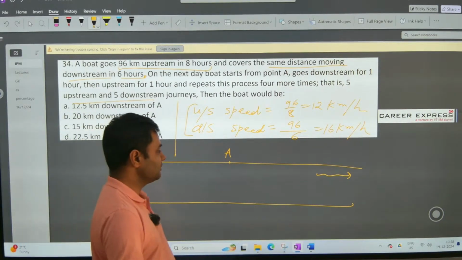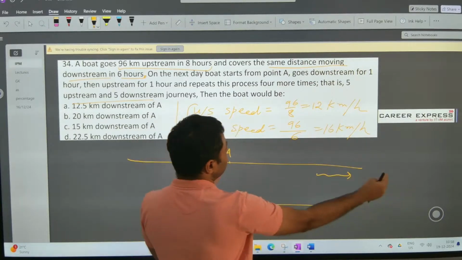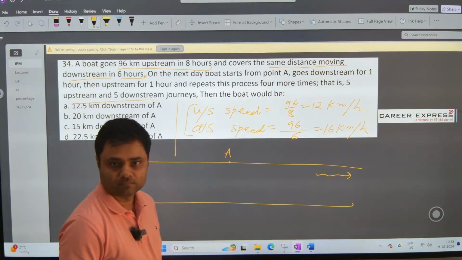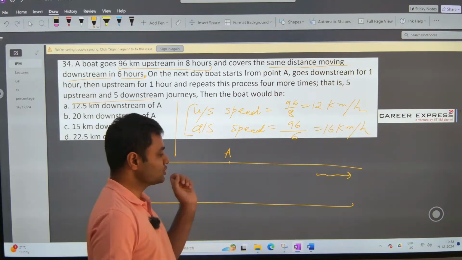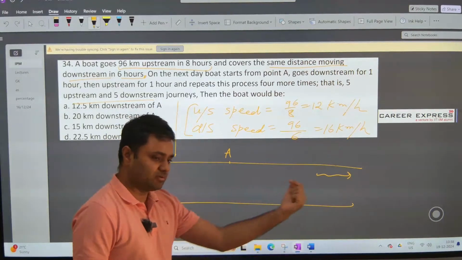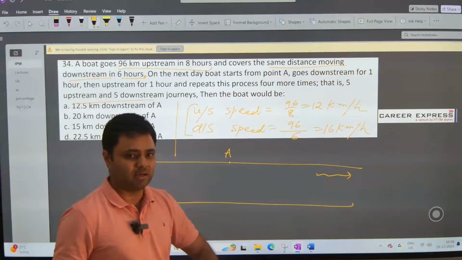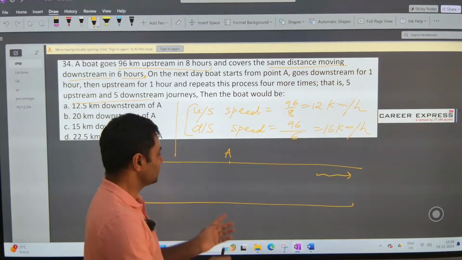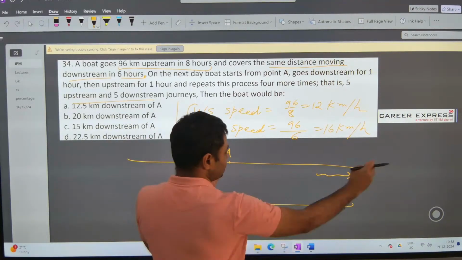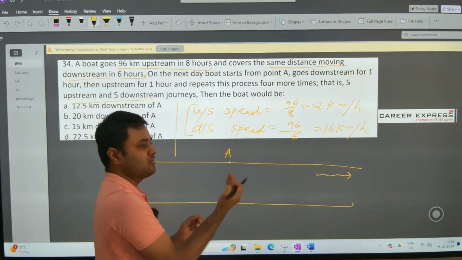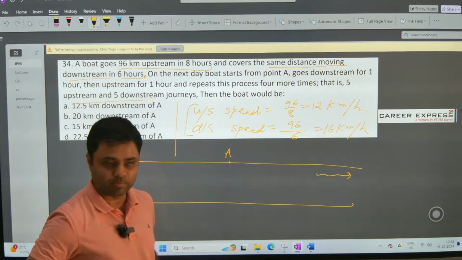That means we can say the boat goes 5 hours downstream and 5 hours upstream. Right? If it goes 1 hour downstream, 1 hour upstream, 1 hour downstream, 1 hour upstream, and does that 5 times, mathematically this can also be said that the boat goes 5 hours downstream from point A and then goes 5 hours upstream. Simple, right?